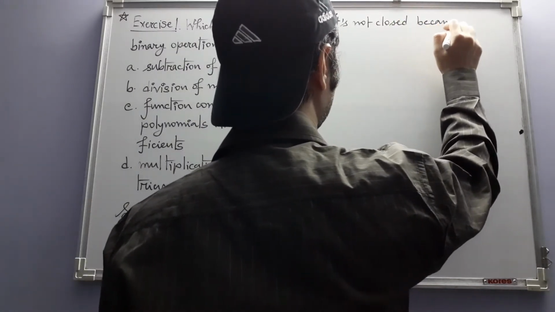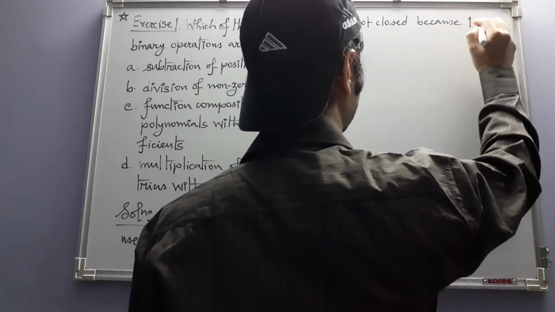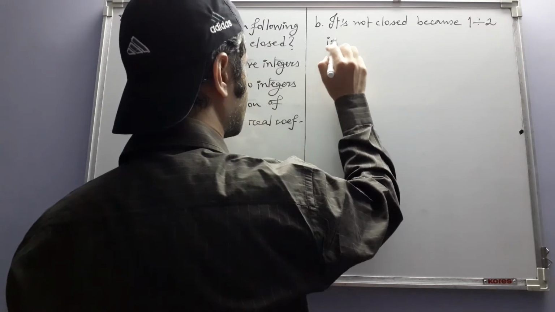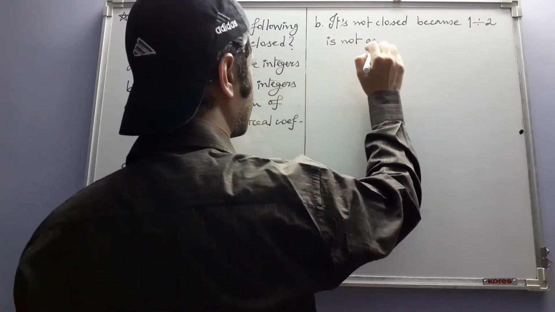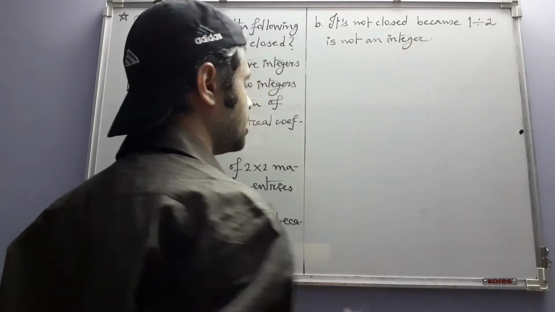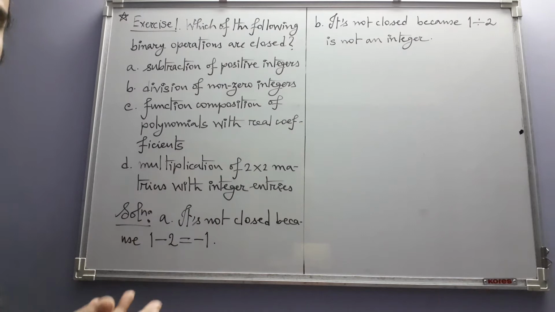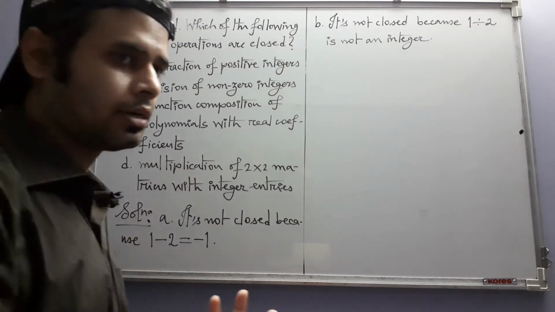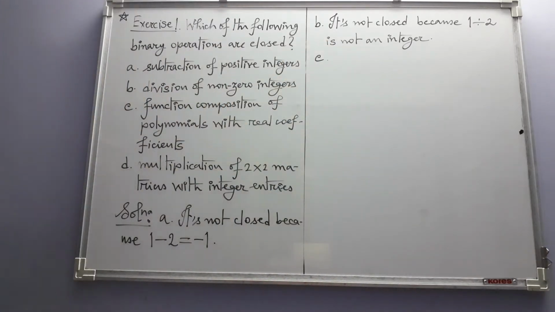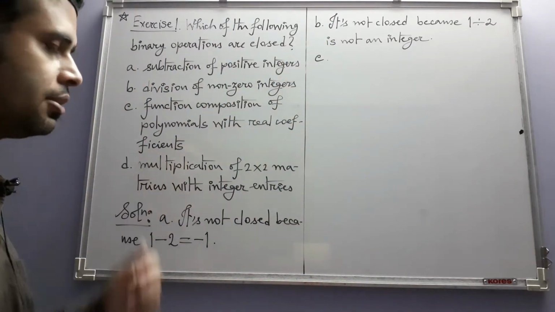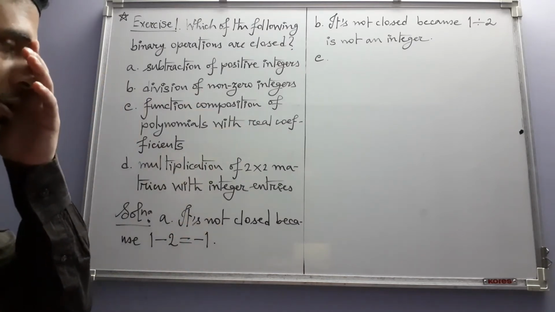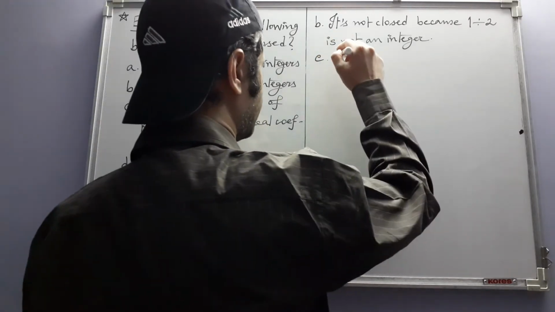Because if you divide 1 by 2, then this is not an integer. 1 and 2 are non-zero integers, but their division in this fashion does not give us an integer. Part C, function composition of polynomials with real coefficients. If you take 2 polynomials, now here I am not going to write it is closed, that much I will write.